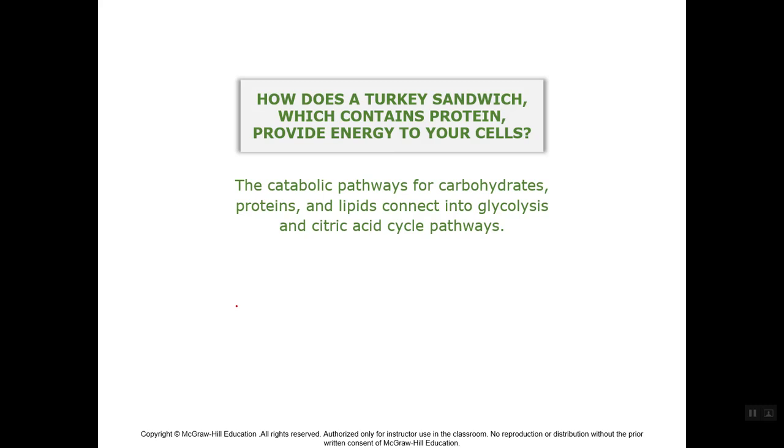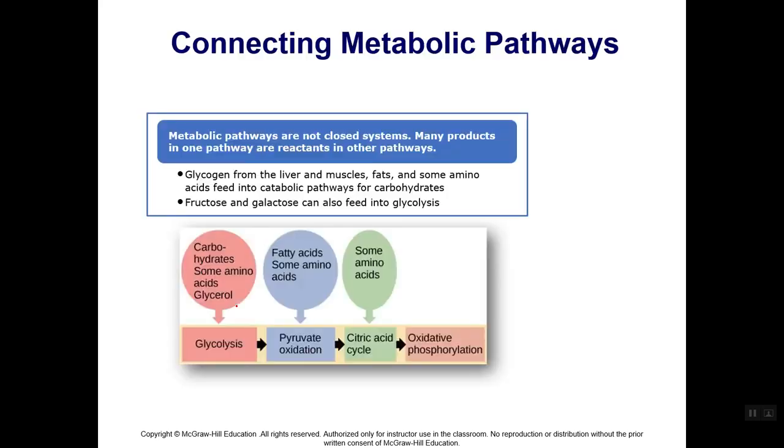Okay, so something to think about. Whenever we eat food, typically it's not a whole bunch of glucose. Think of a turkey sandwich. We're going to have proteins in the meat. We're going to have carbohydrates in the bread. We're going to have fats in the cheese. So all of those different things are going to be able to play a part in cellular respiration, not just the glucose. So this shows you that metabolic pathways are not closed systems.